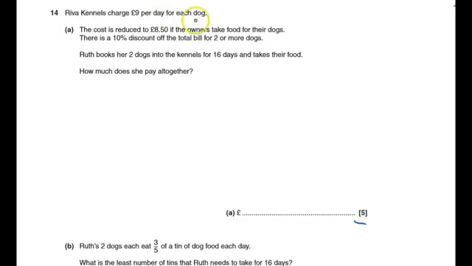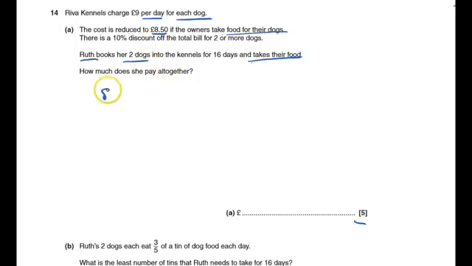Charge £9 per day for each dog. It's reduced to £8.50 if the owners take food for the dogs. And it says here that Ruth takes their food. So we're on £8.50 per day for each dog. And it's a 10% reduction if it's 2 dogs. She takes 2 dogs, so we're going to have to take 10% off as well. How much does she pay altogether?